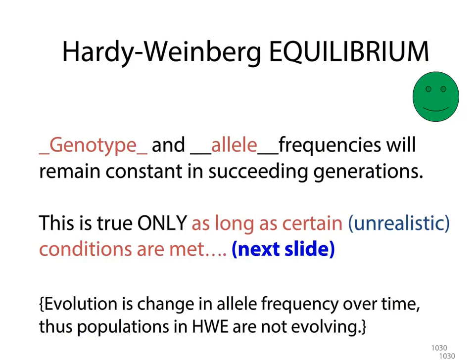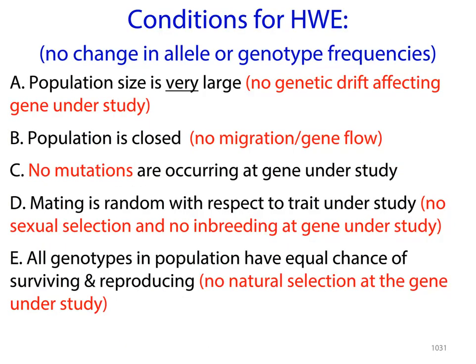This is only true as certain conditions are met, and usually they're unrealistic and not what's going on in nature. So in order for Hardy-Weinberg to happen, these are the unrealistic conditions that almost never happen in nature. The population size is very large and stays that way. Well, usually no. The population is closed, so there's no migration and no gene flow. No mutations. Mating is completely random, so there's no sexual selection, no inbreeding. And all genotypes in the population have an equal chance of surviving and reproducing, so there's no natural selection at the gene under study.